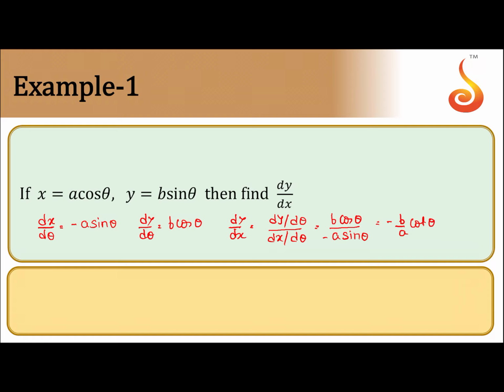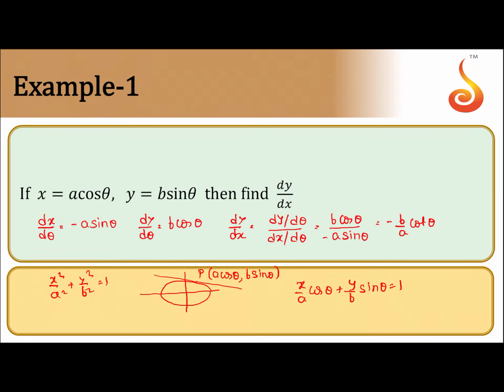What is this actually giving you? If we square and add, we get x square upon a square plus y square upon b square equal to 1. This is an ellipse equation which we studied in first year. Tangent equation at any point P, a cos theta comma b sin theta, which we studied as x upon a cos theta plus y upon b sin theta is equal to 1.